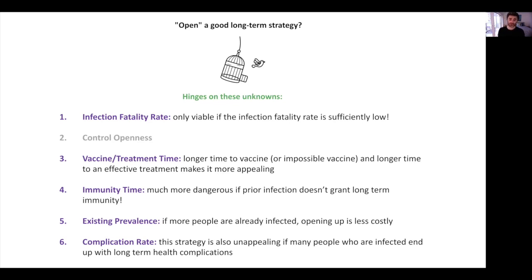It also is going to depend on the existing prevalence. Again, like the cocoon strategy, if more people are already infected, opening up is less costly. And finally, it's going to depend on 6, the complication rate. This strategy is also unappealing if many infected people end up with long-term health complications from the virus.